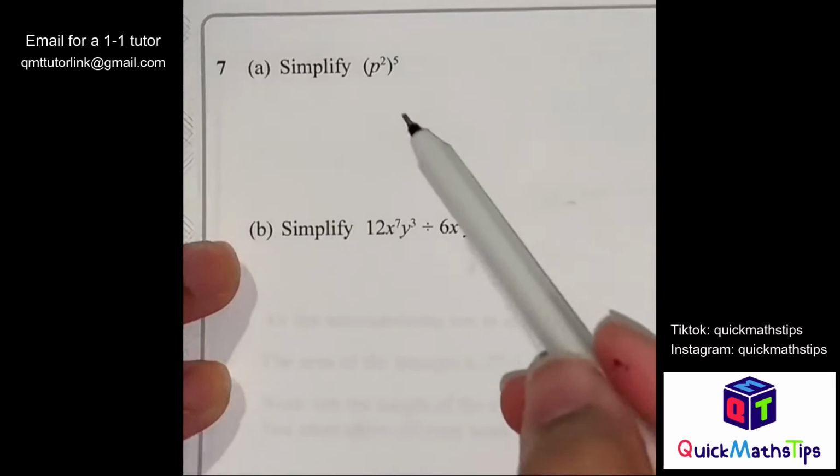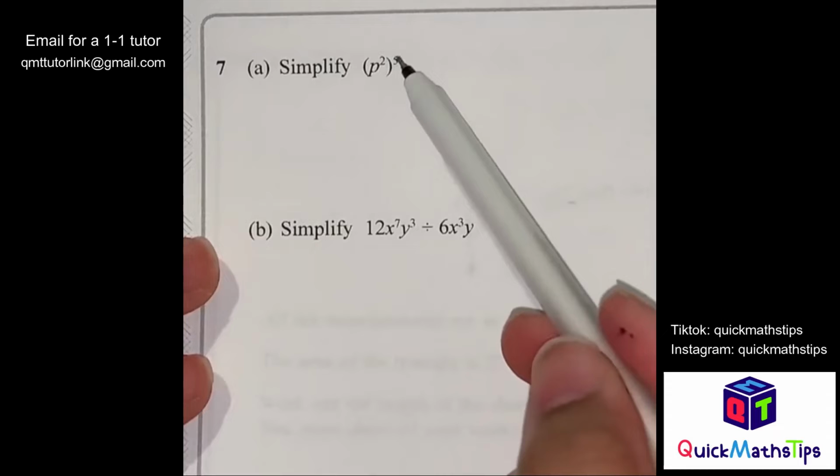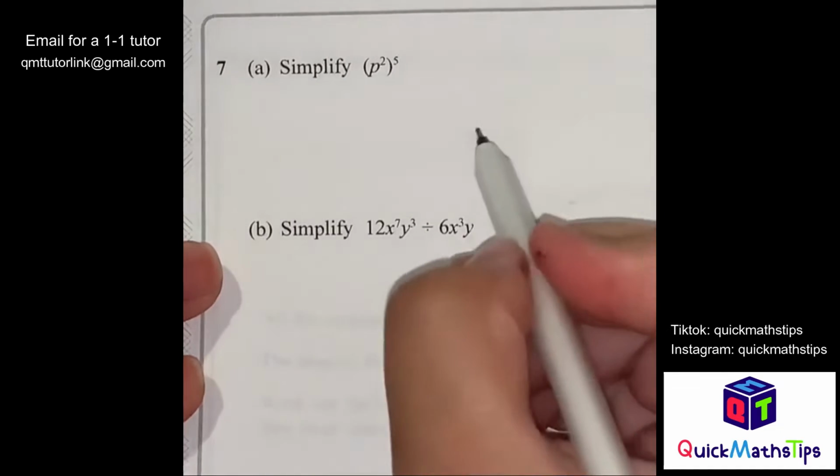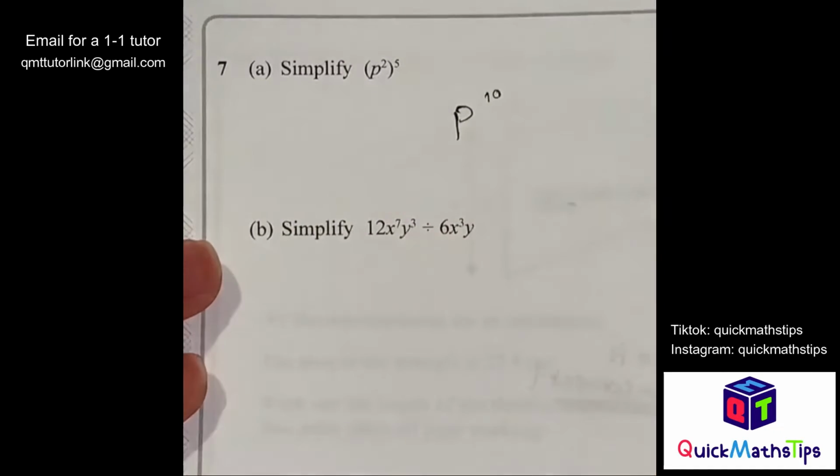When you have indices outside the brackets, they're going to multiply with the indices inside. So 2 multiplied by 5 is 10. So this is going to be p to the power 10.